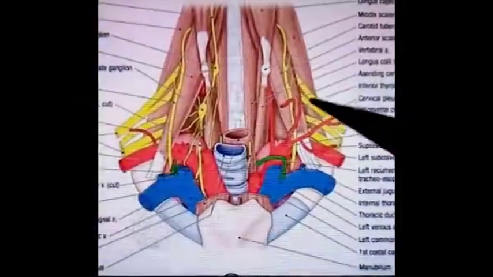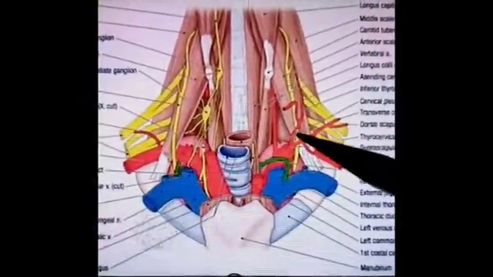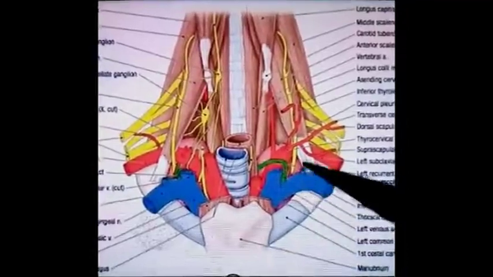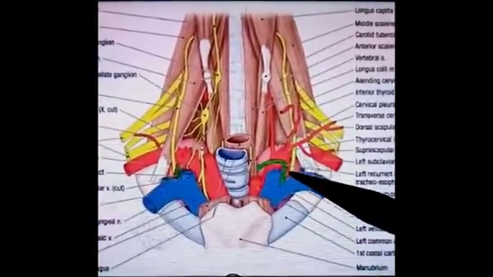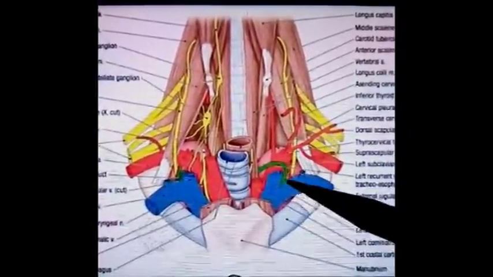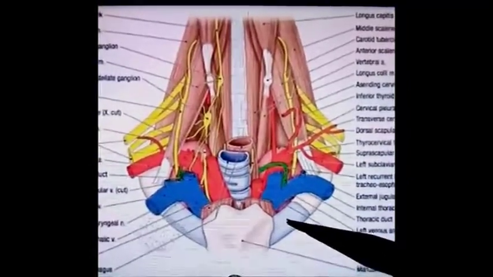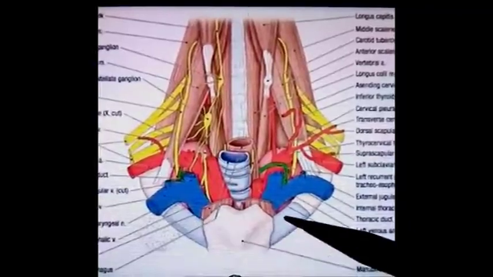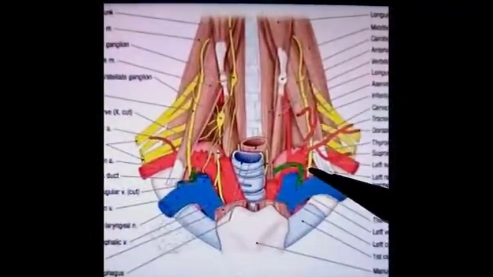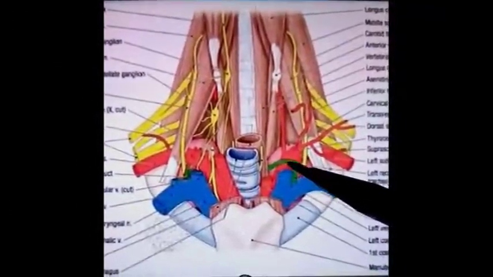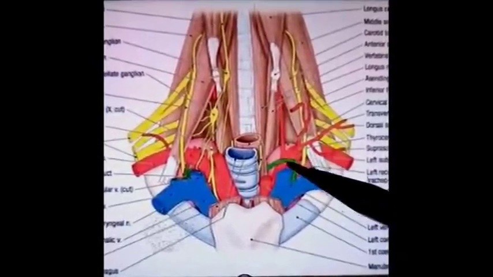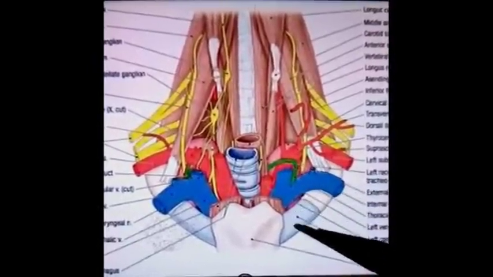In this diagram, we can see these are the phrenic nerves which are coming from above, and at this level it crosses the internal thoracic artery from lateral to medial side and enters the thorax by passing behind the first costal cartilage on both sides. The internal thoracic artery is an artery which arises from the subclavian artery near its origin, and after its origin it descends downwards into the thorax area.